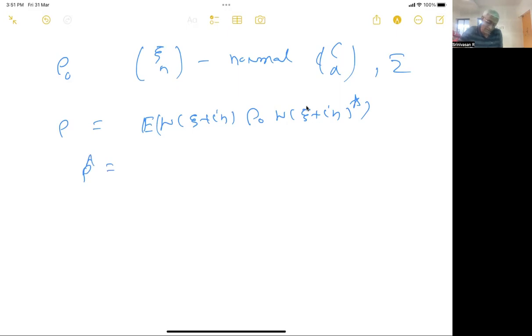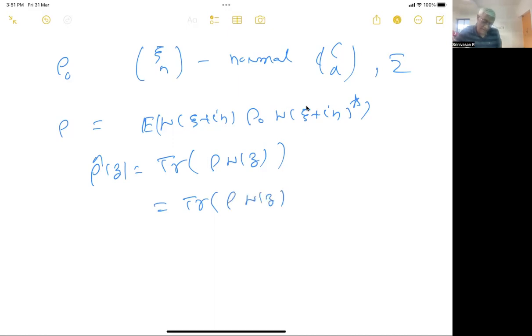Now rho hat is going to be the trace of rho W of Z, rho hat of Z. If you know the basic trick, and if you use that W, you will get the W of xi plus i eta rho naught there, and you can take it to the other side using the tracial property, and you will get rho of W of Z times some scalar.